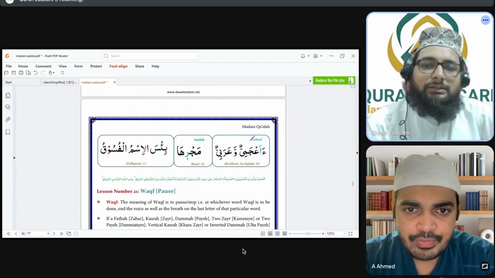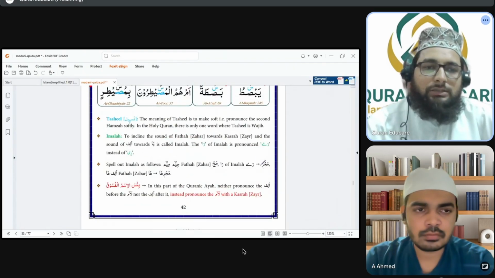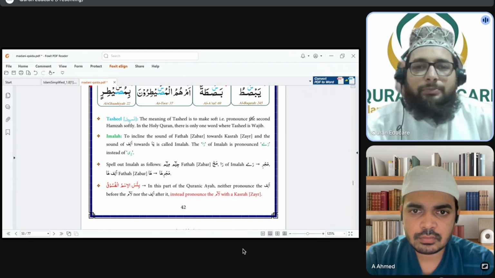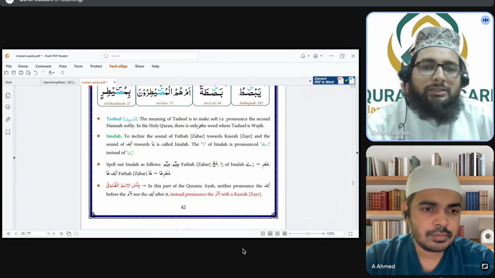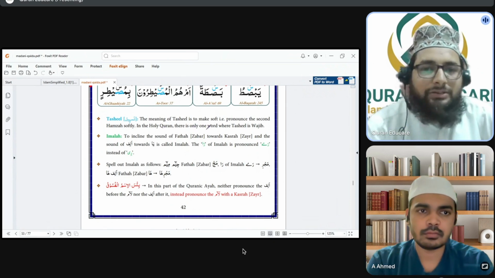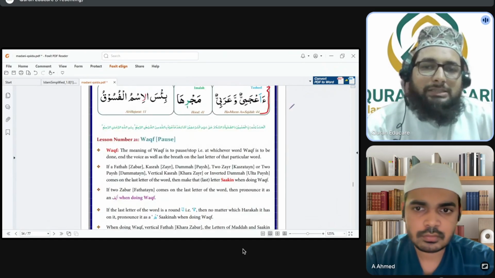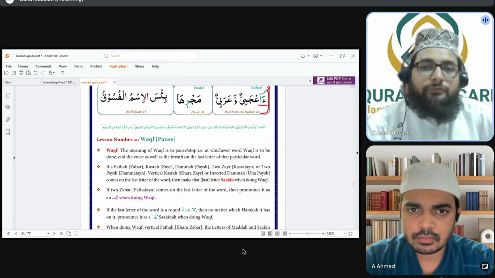Here is tasheel. In this word, the tasheel rule is applying. What is the meaning of tasheel? The meaning of tasheel is to make soft. Pronounce the second hamza softly. In the Holy Quran, there is only one word where tasheel is wajib. Tasheel means making the second hamza soft if two hamza come together.